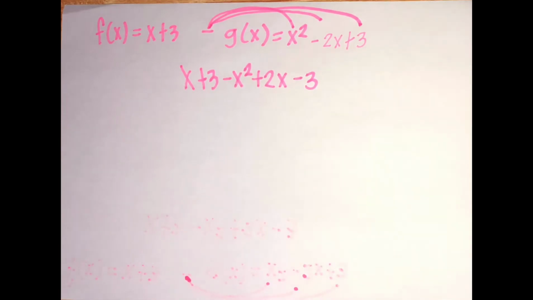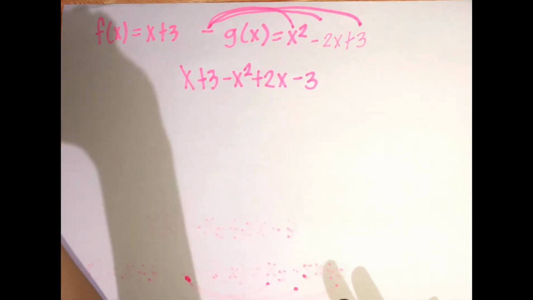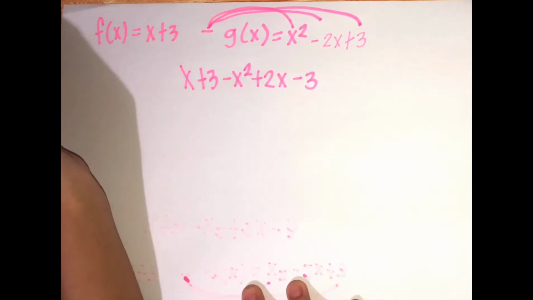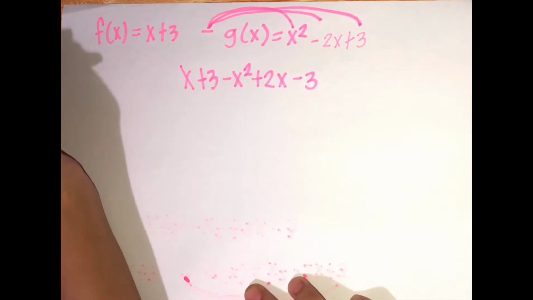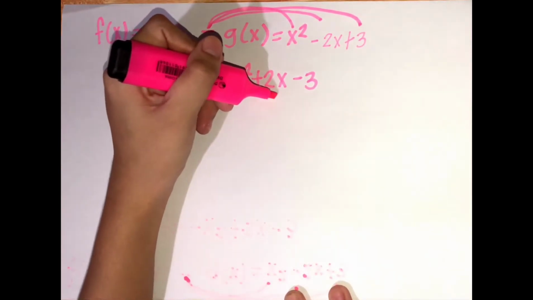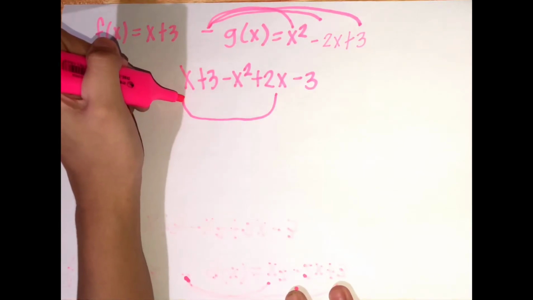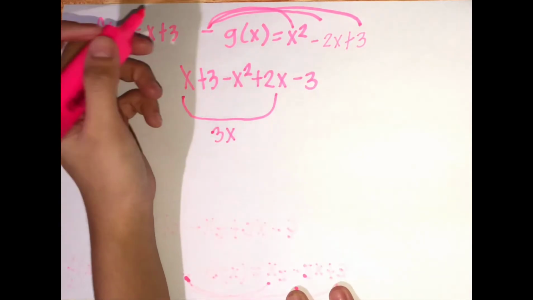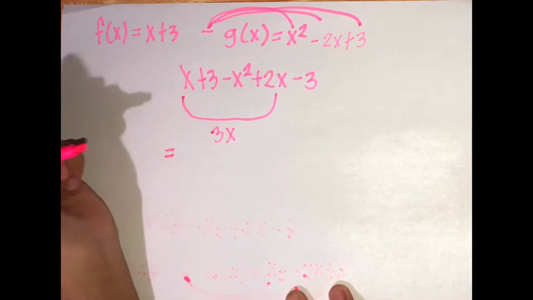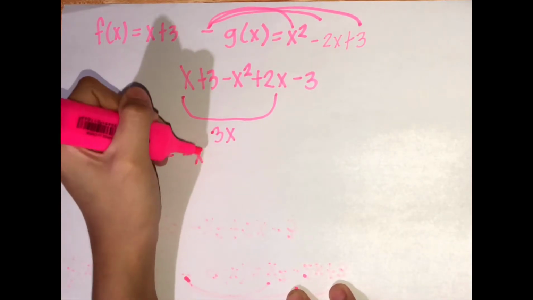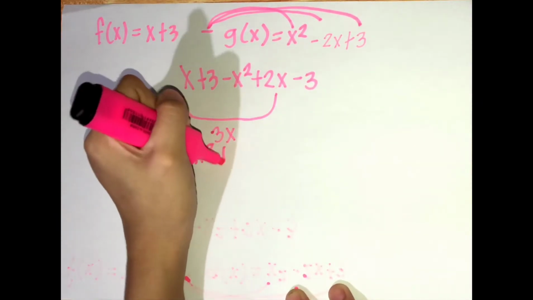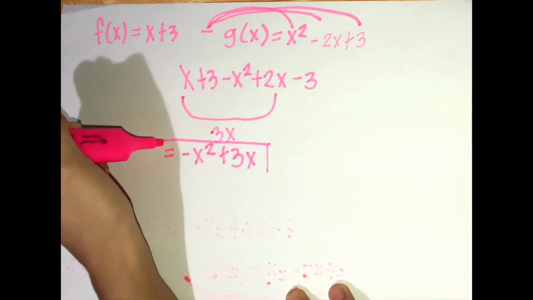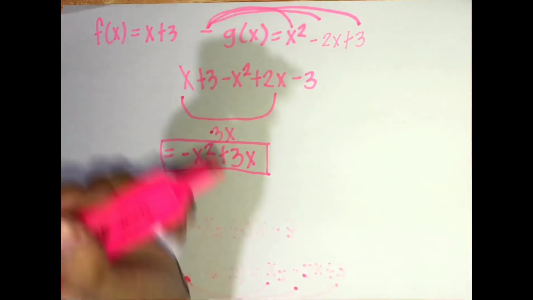Now that we have substituted it, let's now subtract it. Oh, let's combine like terms muna. We have here 2x and x, that is equal to 3x. And our answer for letter B is negative x squared plus 3x, because 3 minus 3 is 0.